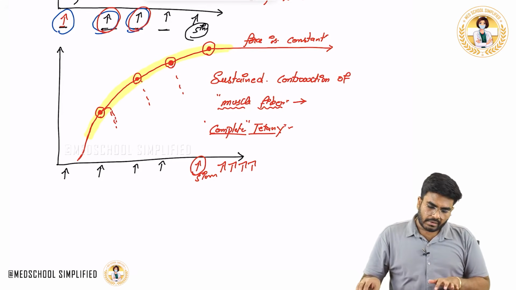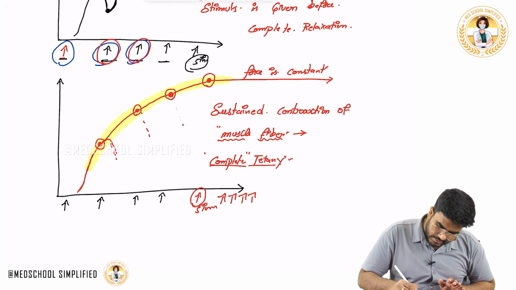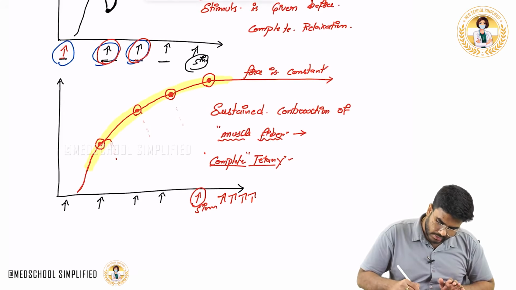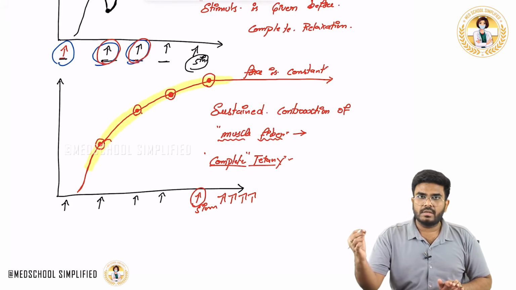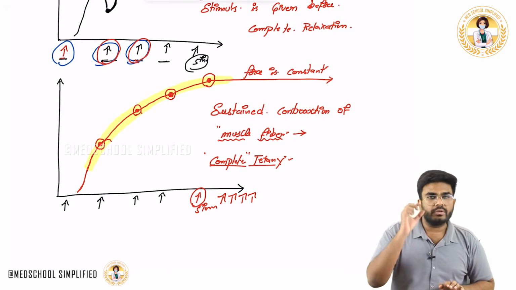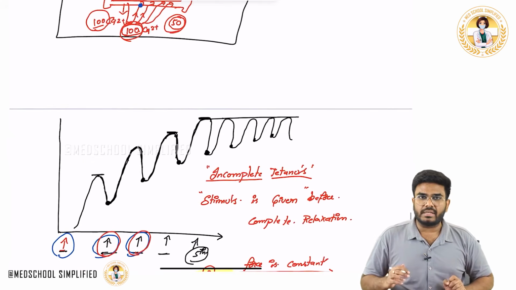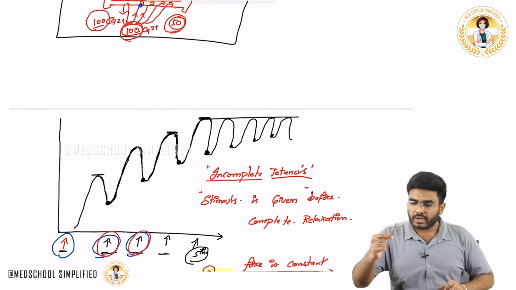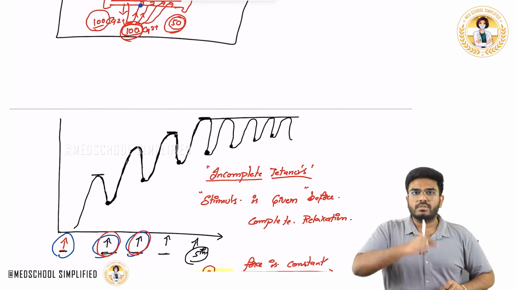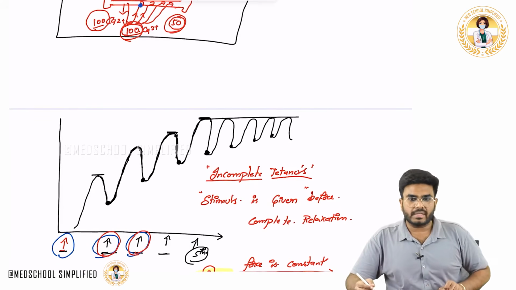I have shown you 4 graphs. In this graph there is no relaxation phase at all. Continuous stimulus is being given to keep the muscle in a continuous contraction phase. This is called complete tetanus. Here it is incomplete tetanus, which means the muscle is trying to relax, then you contract it again, it tries to relax, and you contract again. So contraction, little relaxation, contraction, little relaxation is called incomplete tetanus.